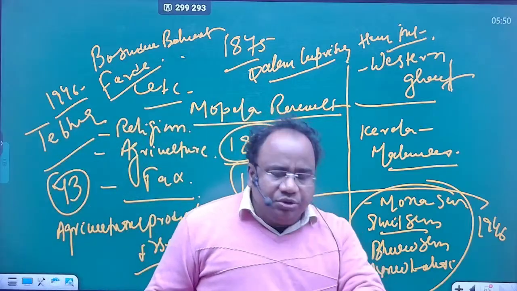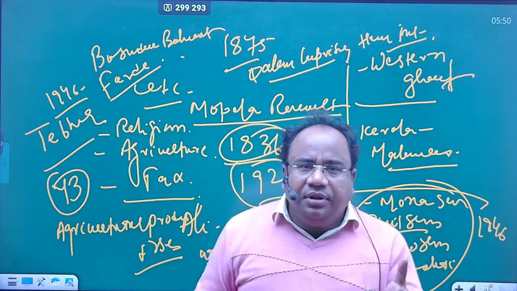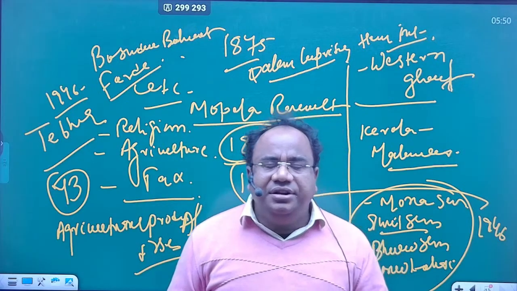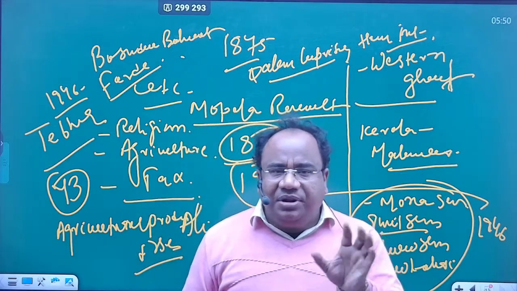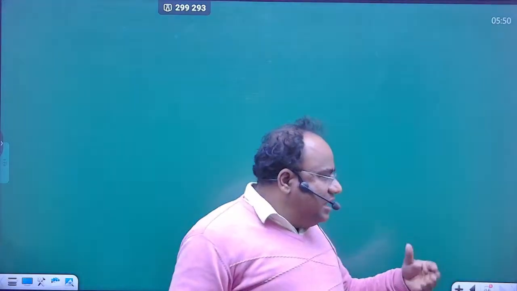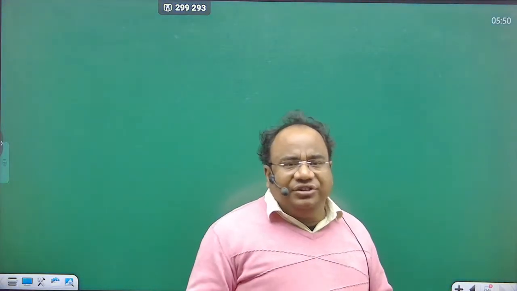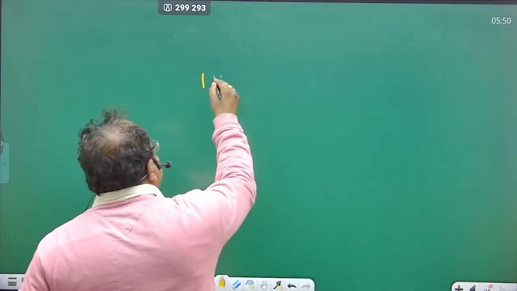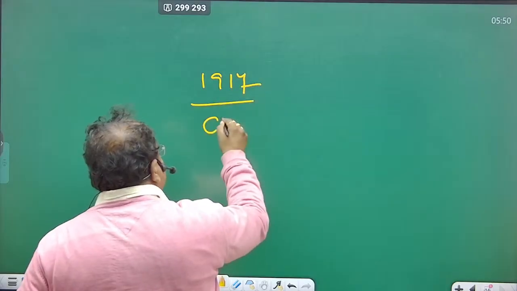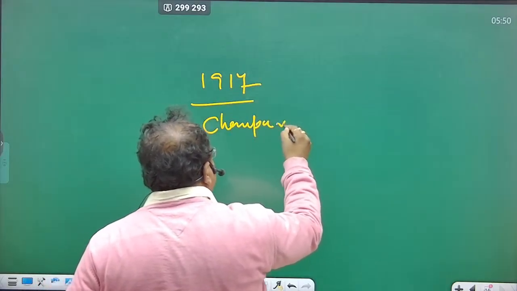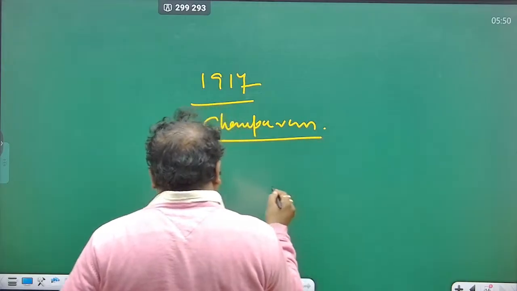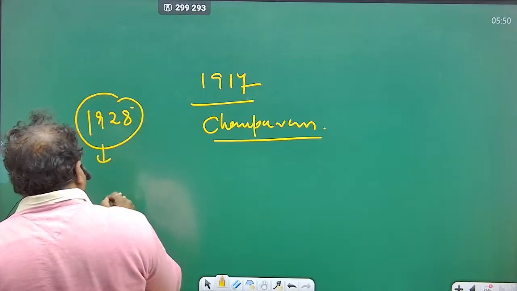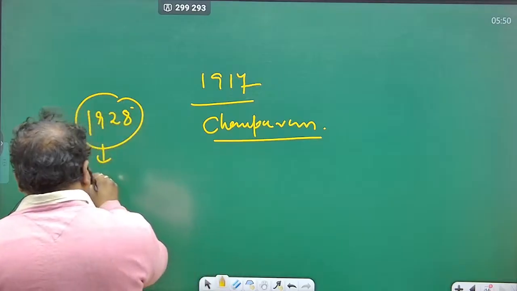Okay, coming to some very landmark and famous agriculture movements from 1900 onwards, we will discuss briefly because it is mainly asked in the prelims. Again, we discuss all the things from the mains perspective as well. Now, 1917 is the Champaran revolt. One is Champaran, then 1928, Bardoli.